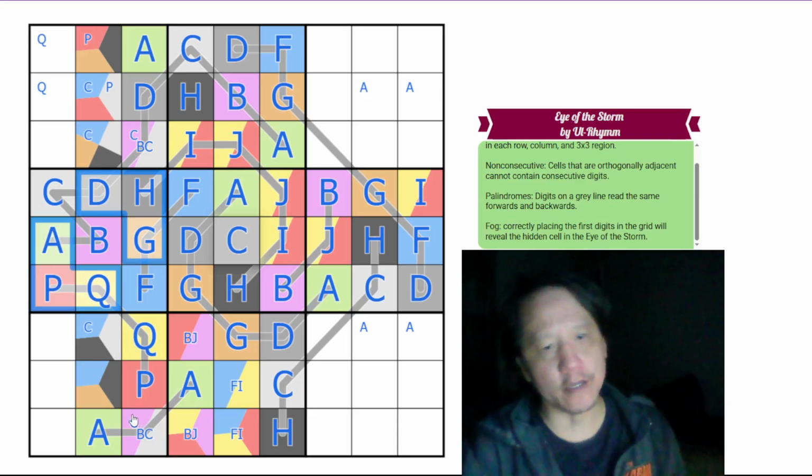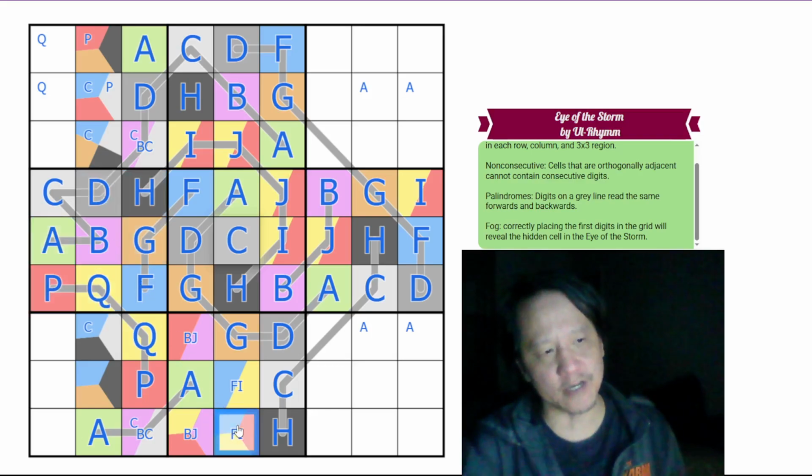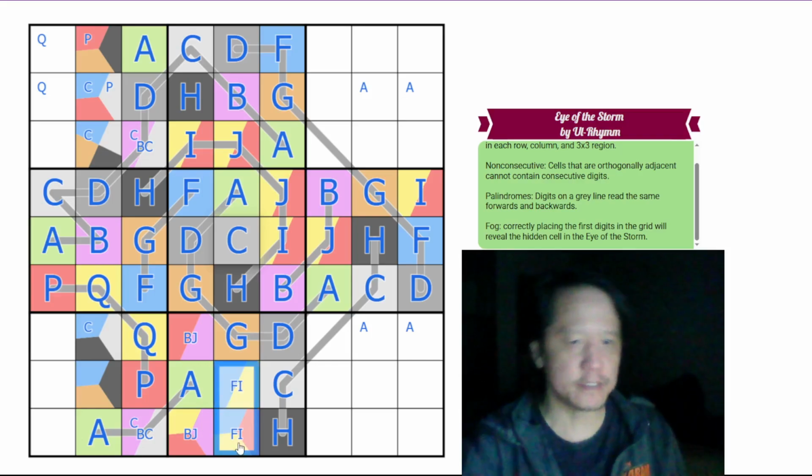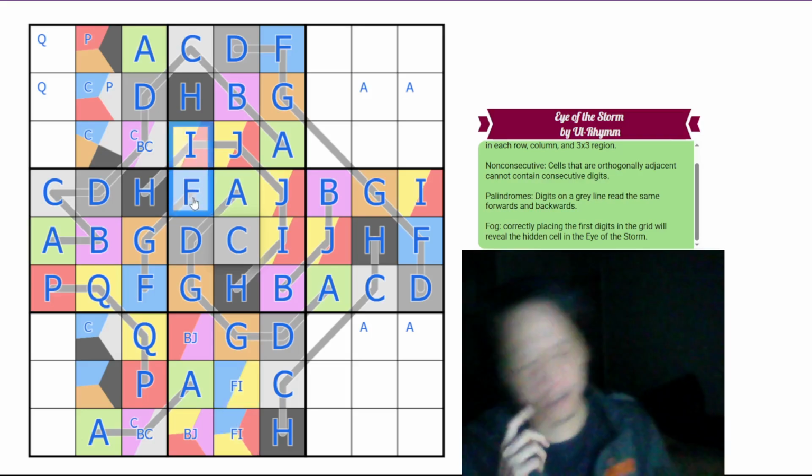So then this would be, right, B and F could not be consecutive with each other. So then this could not be F, this would be I. F and I are guaranteed to be next to each other. We already know that, though. F and I are connected.